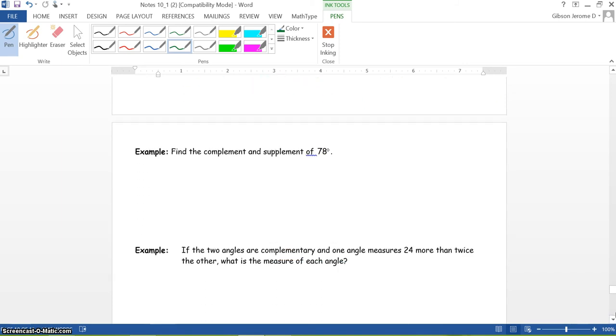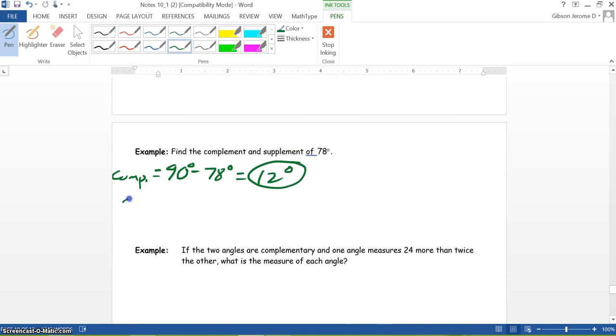Now it says find the complement and supplement of 78 degrees. Now remember the complement, you would take 90 minus the 78 degrees. 90 degrees minus 78 degrees will give you 12 degrees. That is the complement. Now you can abbreviate complement by putting COMP. This is the complement.